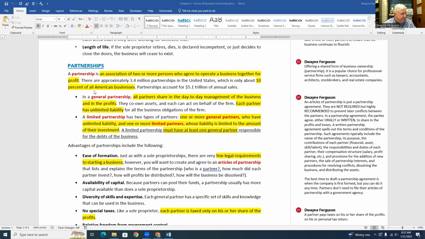So here we've got two types of partnerships, or you can be one of two types of partners, I guess. You can be a general partner. You could have a general partnership where all partners share in the day-to-day management of the business and in the profits. They co-own the assets. Each partner has unlimited liability.